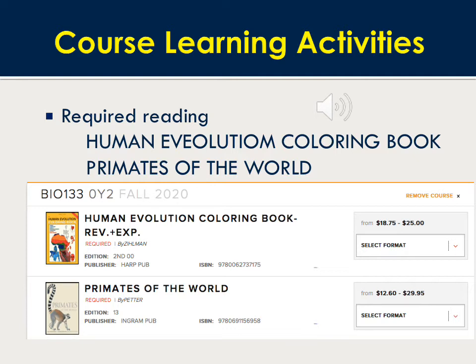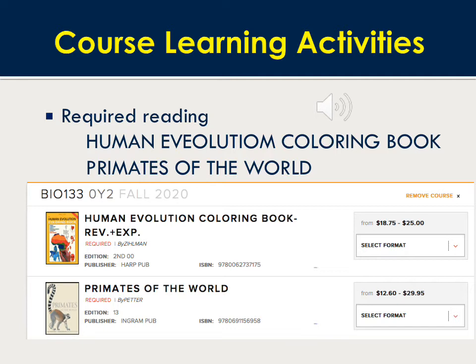Your course learning activities will include 2 books. So these are the 2 books for the course. Primates of the World you will definitely need for the entire taxonomy section. This will be a good reference guide as I'm lecturing about each species of primate. You're going to see a section about that primate, some drawings of that primate, and some other identifying characteristics of each primate in the primate order.